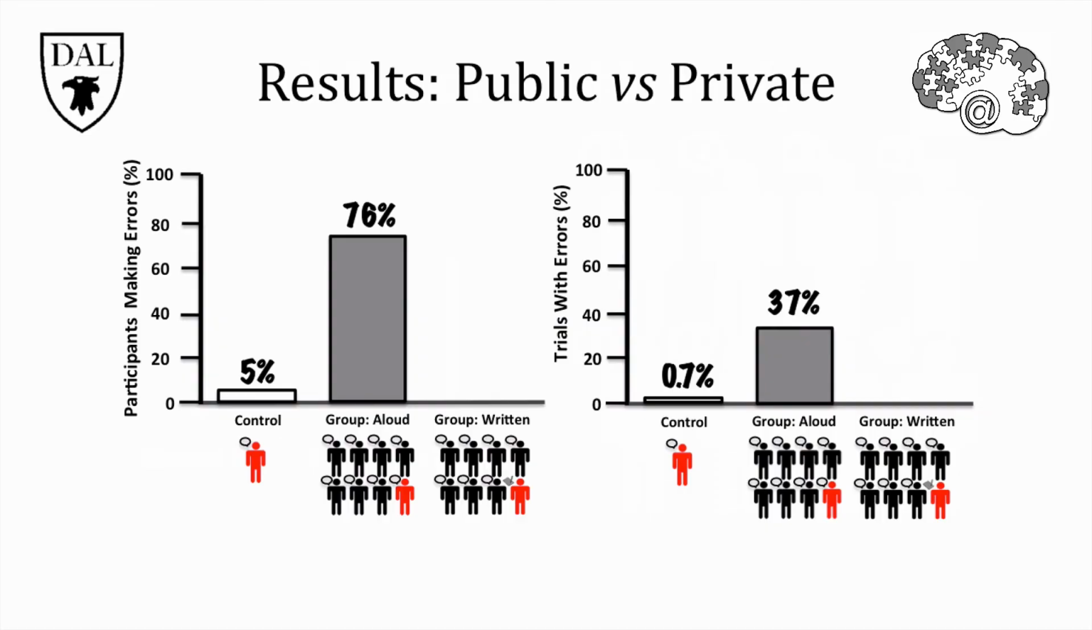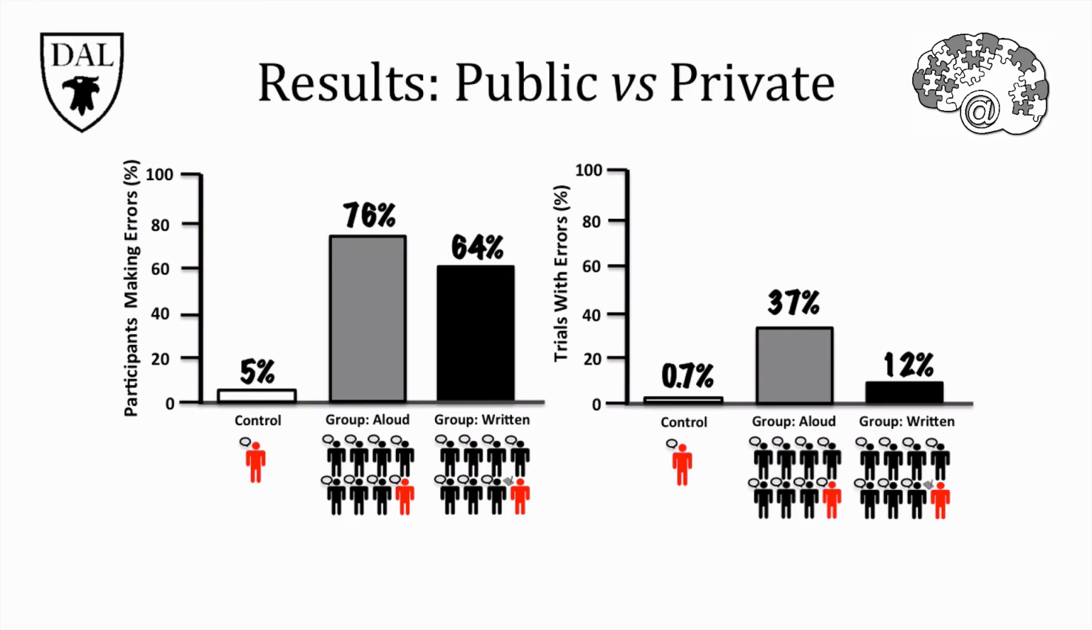So what happened when people reported on the critical trials privately? If we look at the data on the percentage of participants who gave the wrong answer, it was slightly lower than in the out loud condition, 64 compared to 76%. But this was still way more than the controls. However, if we look at the percentage of trials where participants made errors, it was only 12% compared to 37%.